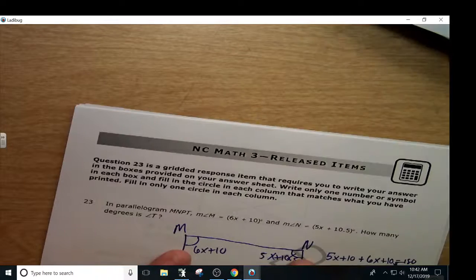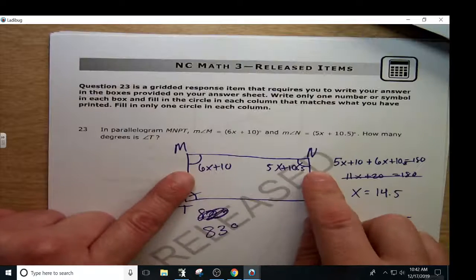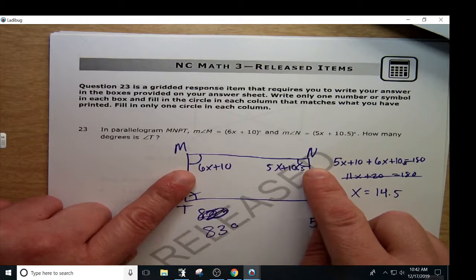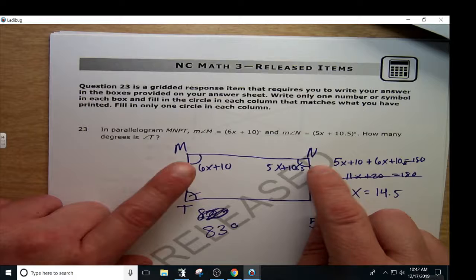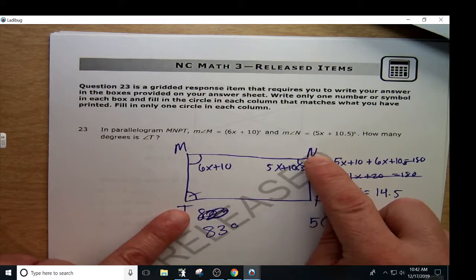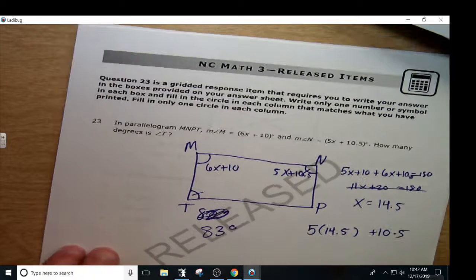So guys, consecutive angles in a parallelogram are what? Supplementary, equal to 180 when added together. Opposite angles are what? Equal to each other. Okay.